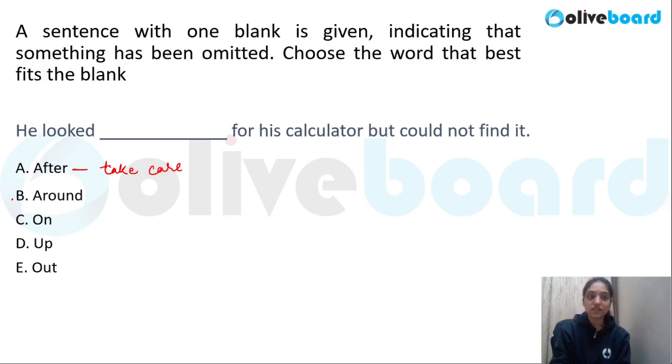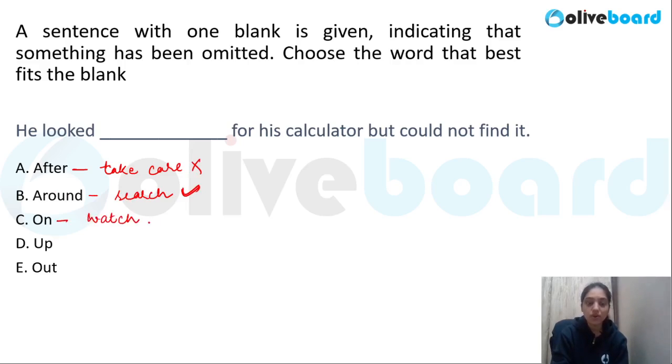Option B says he looked around for his calculator but could not find it. Looked around means to search for something. This fits the context of our sentence. Option B, look on means to watch without doing something.